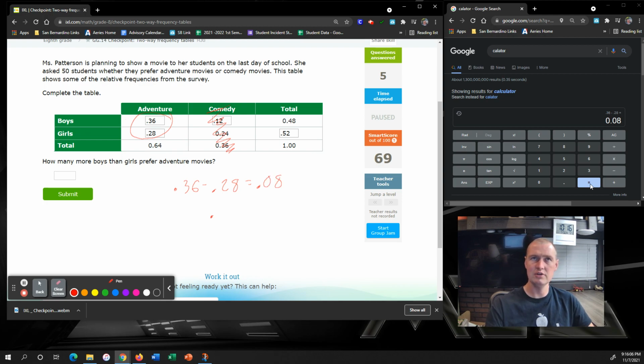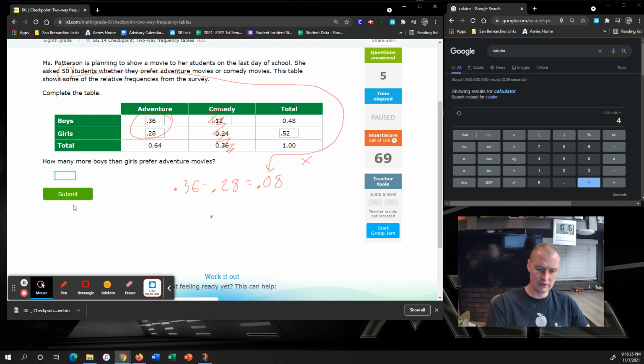What's the total number of students for our frequency value? It's 50 students. So 50 students times 0.08 should give us 4 students. So times 50 students, and there's our 4 students. Perfect. So we got 4 more boys that would prefer adventure movies compared to the girls.